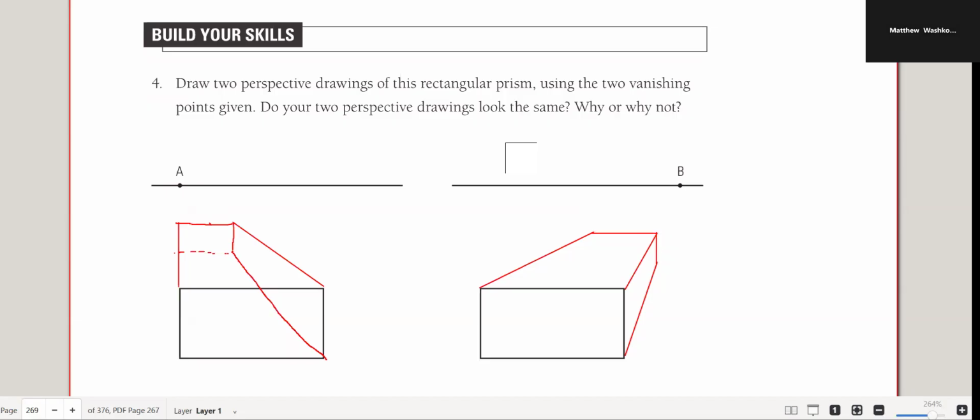Because look at where A is. It is technically inside this rectangle. B, the point is outside the rectangle. Having it outside helps a lot. It makes it so much easier. So put your vanishing point outside your shape. It makes that adding that 3D element to it incredibly, incredibly simpler.